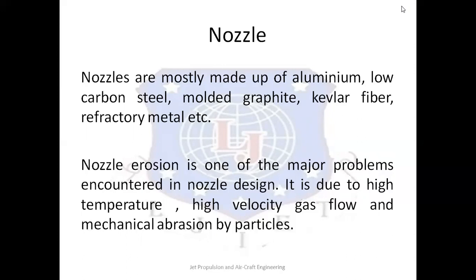As we discussed, the nozzle has to withstand very high temperature and erosion. Now nozzle throat erosion causes the throat diameter to enlarge during operation and is one of the problems encountered in nozzle design. Usually a throat area increase larger than 5% is considered unacceptable for most solid rocket applications, since it causes a reduction in thrust and chamber pressure.